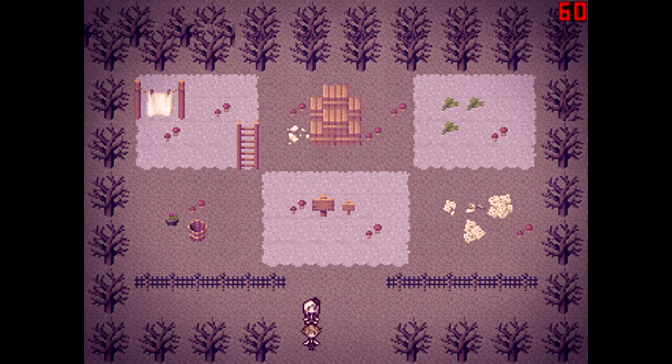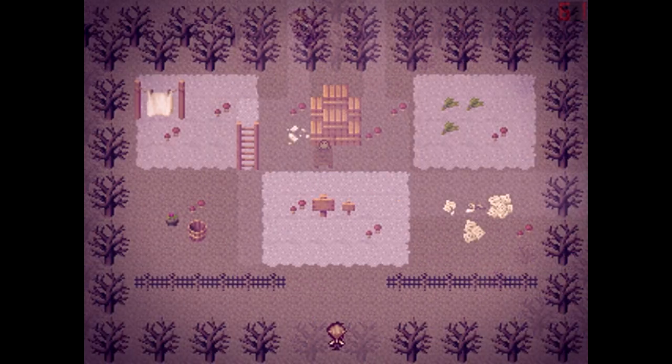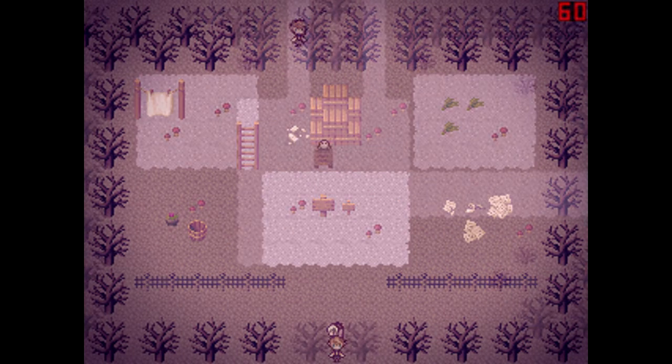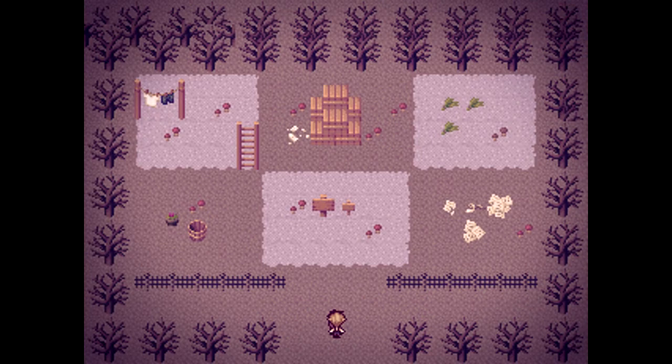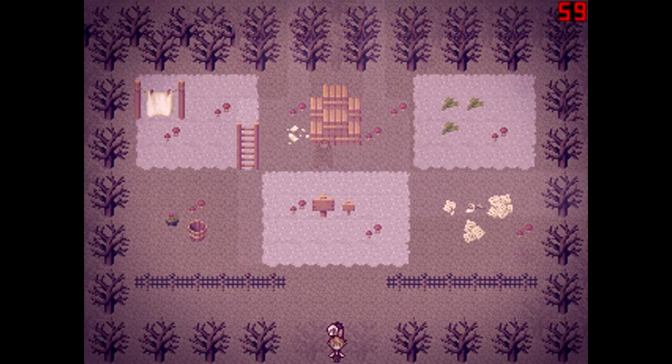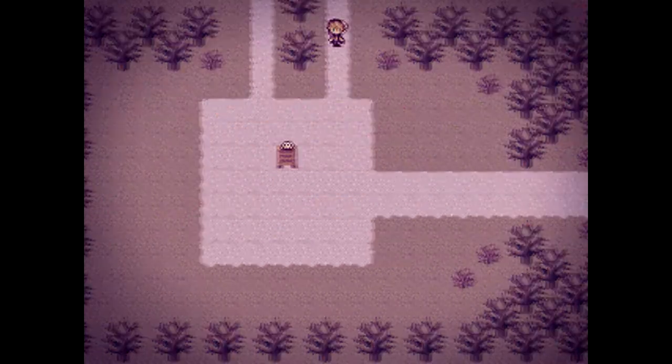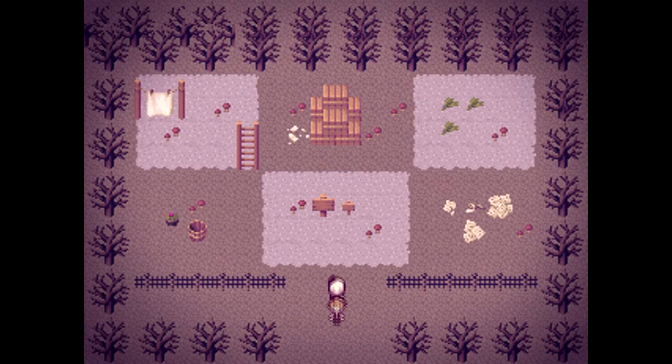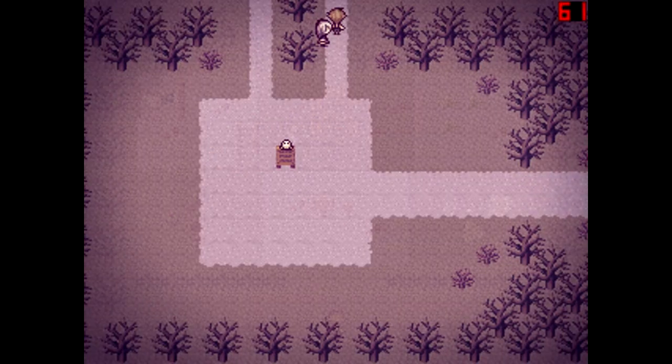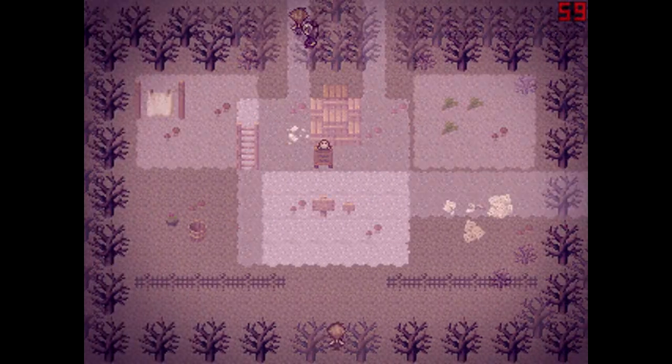In quadrant number 1, the linen that's hanging from the line is different. Quadrant number 2 is exactly the same. Quadrant number 3, you can see that the mushrooms are different colors. Quadrant number 4 is the same. 5 is the same. And then 6, this is the one that took me the longest to figure out.